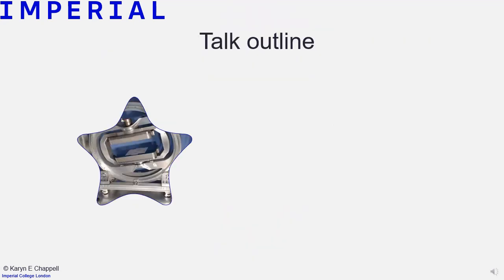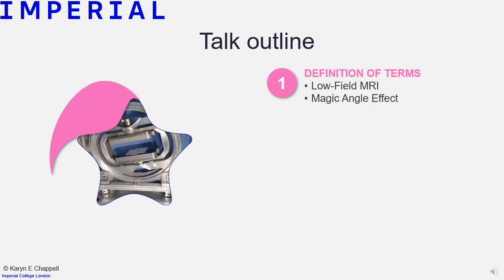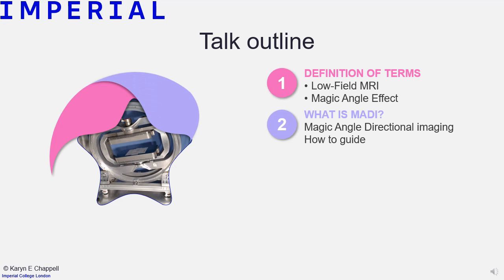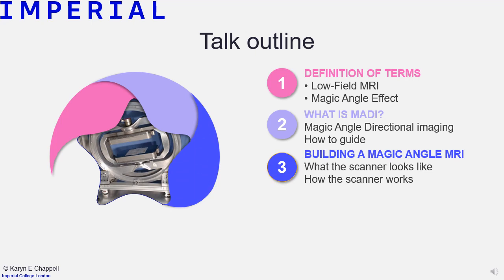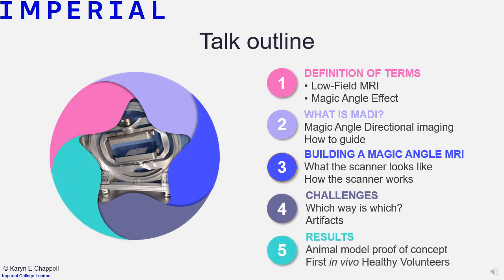During the talk today, I'm going to explain what I mean by low field and magic angle effect. I will talk about work from my PhD and what magic angle directional imaging is and the post-processing steps that are needed to make magic angle directional images. I will also cover the building of the magic angle scanner along with challenges and results from this new system.